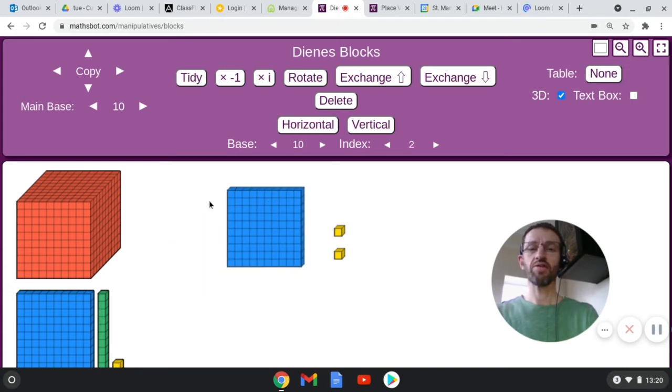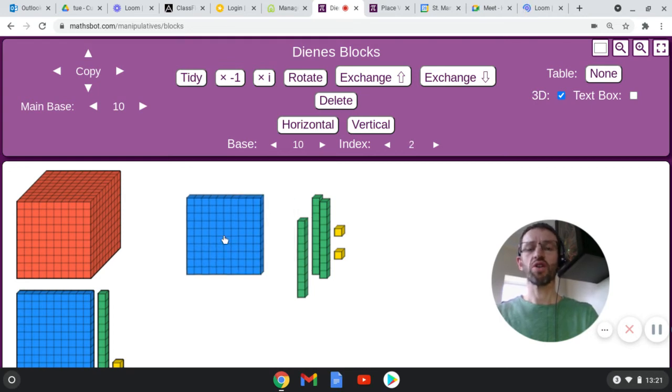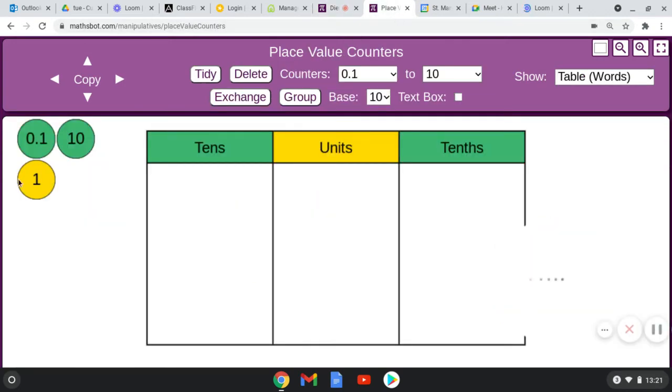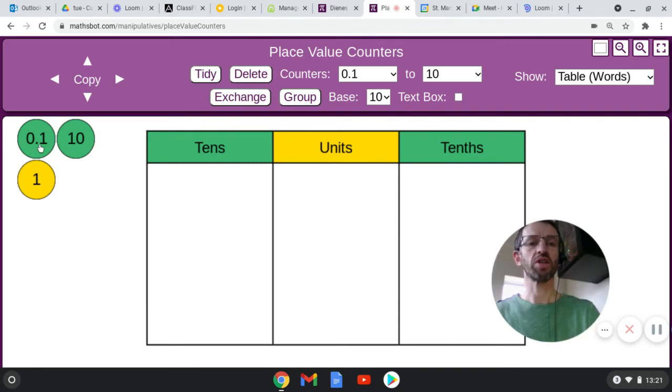So now I have 102. Pop some tens in. Move this across a little bit so I've got a bit more space. What number have I got now? 132. So we'll be looking at these Dienes. We'll be looking at also the place value counters like this as we do our work. And if you have these screens available, that's much better. Okay, so let's look at what we are doing today.